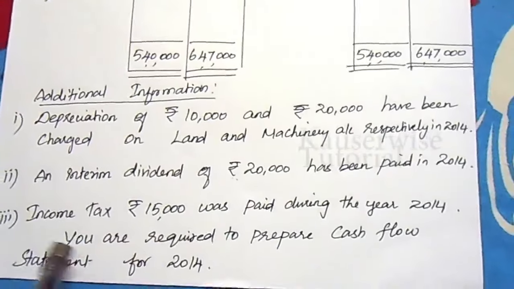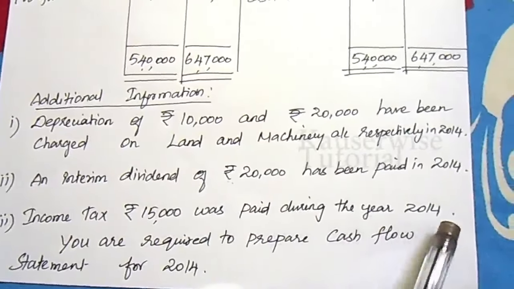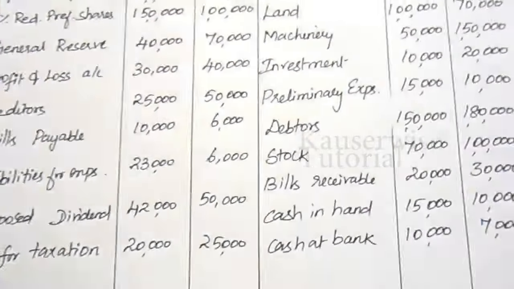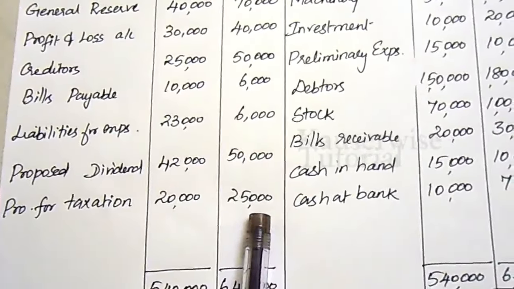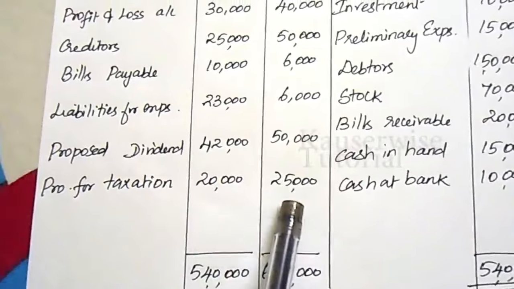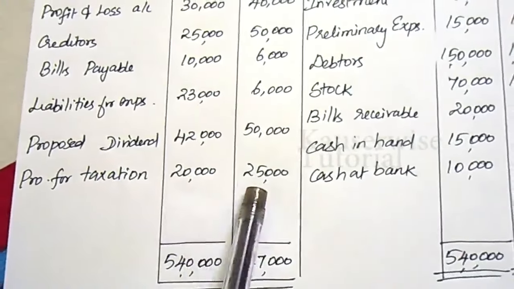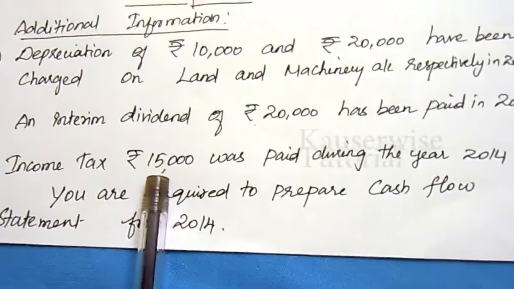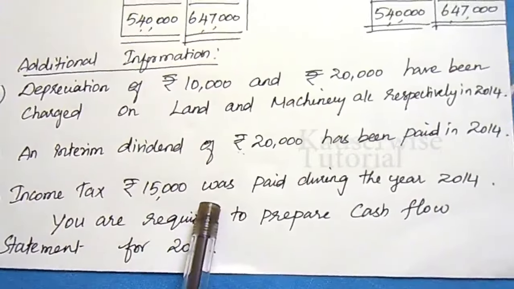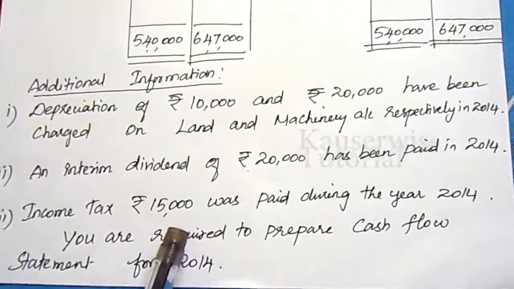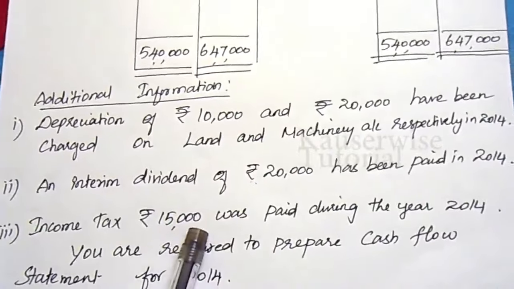Now look at the next one. Third one. Income tax of 15,000 was paid during the year 2014. See, look at the liability side. We have provision for taxation. Opening balance 20,000, closing balance 25,000. This will be recorded under the credit side and this will be recorded under the debit side while you prepare the provision for taxation account. In that account, you need to record this transaction, that is tax paid. How much paid? 15,000 paid. Then you will get the balancing figure. So that balancing figure will be considered as the provision made for the current year. So for this transaction, you need to have a separate ledger account.